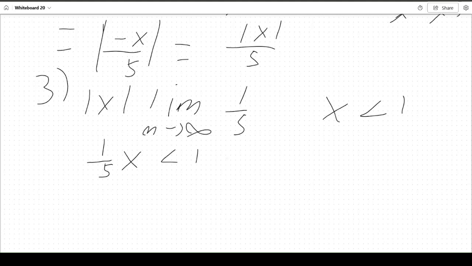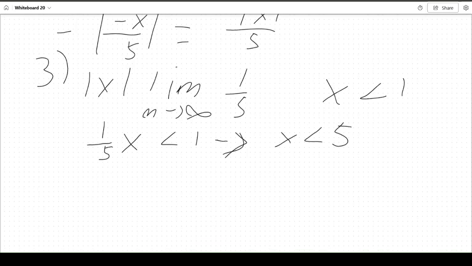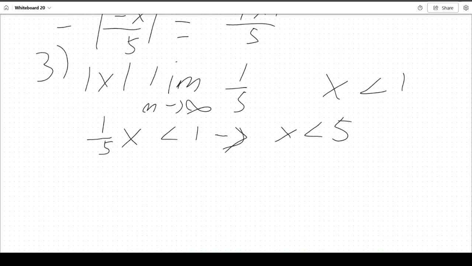So this will be like you're multiplying it, right? So we're multiplying by 5, right? To get rid of the 1 over 5, right? So x will be less than 5, and that would be the r. So the r, or the radius of convergence, is 5.